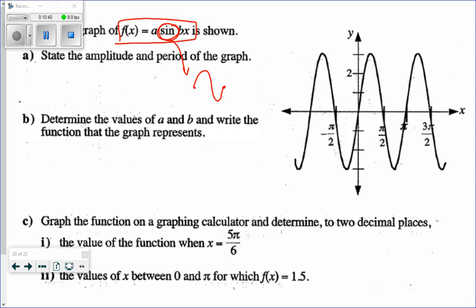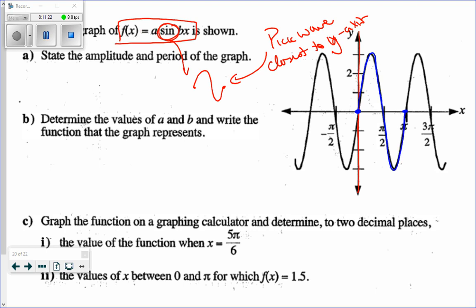Can you see that shape in multiple places on the picture? Like, do you see lots of waves? What you want to do, and here's the key to this, is you want to pick the wave that's closest to the y axis. Pick the wave that is closest to the y axis. So here's your y axis. Here's where I'm going to start. And I'm going to go up, down, up.